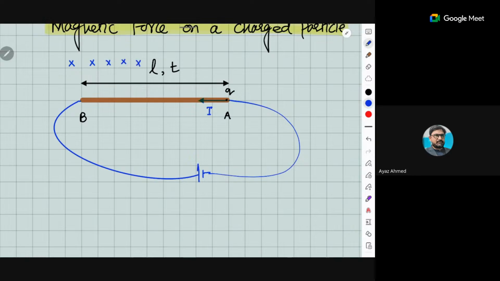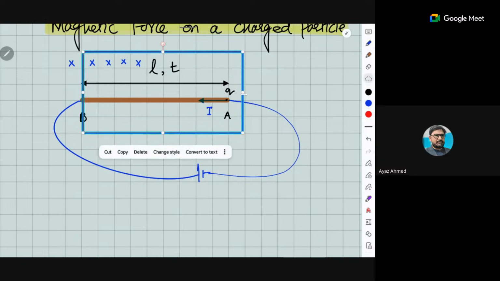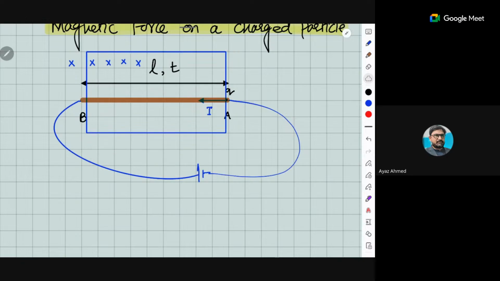Now the magnetic field is into the page, this is a region of uniform magnetic field. Here is the region of uniform magnetic field. So what do you expect, will there be any force on this wire or not? This is a wire, this is a magnetic field, right?